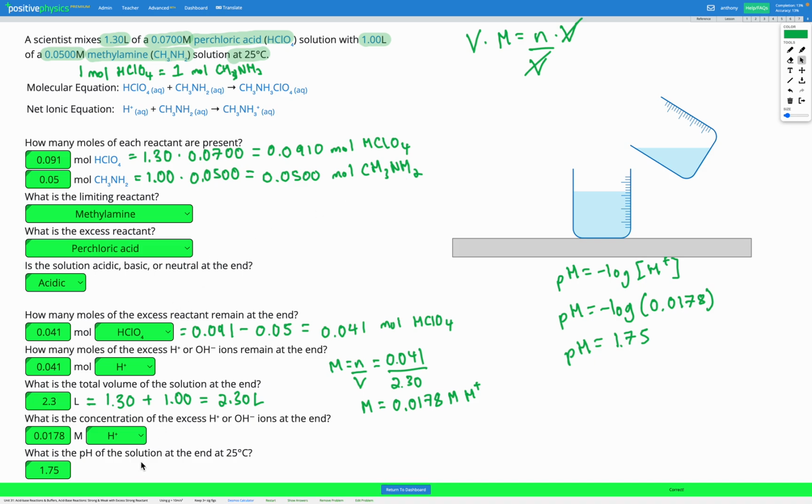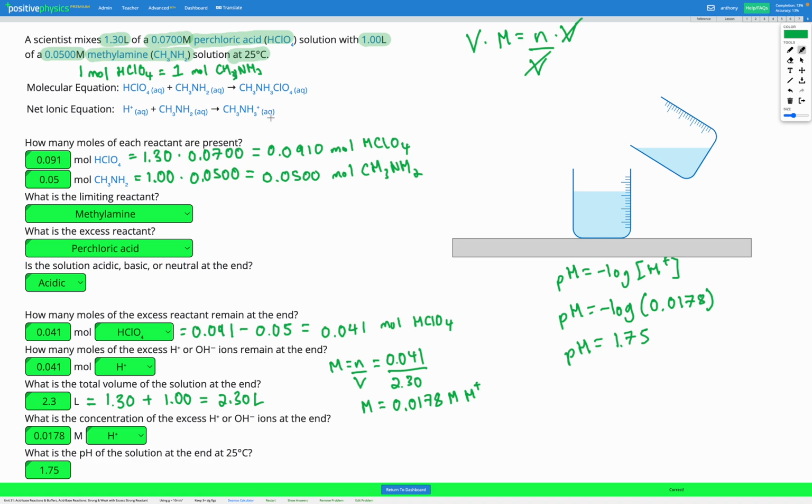Finally, to find the pH of the solution in the end, we need to figure out how much of our excess reactant remained, and therefore how much excess H+ or OH- ions remained. We're going to then add up our initial volumes of our solutions that we mixed together to get the total volume of the solution, and use that to figure out the concentration of excess H+ or OH- ions in the end. Finally, we'll use those in either the pH or the pOH equation to figure out our final pH.